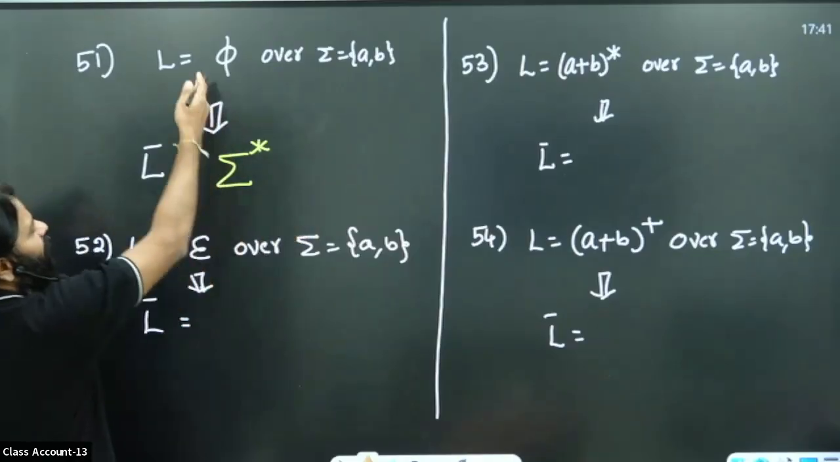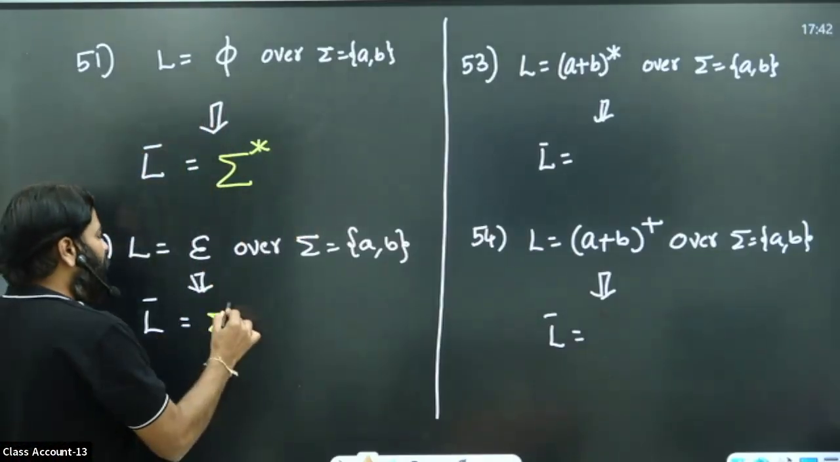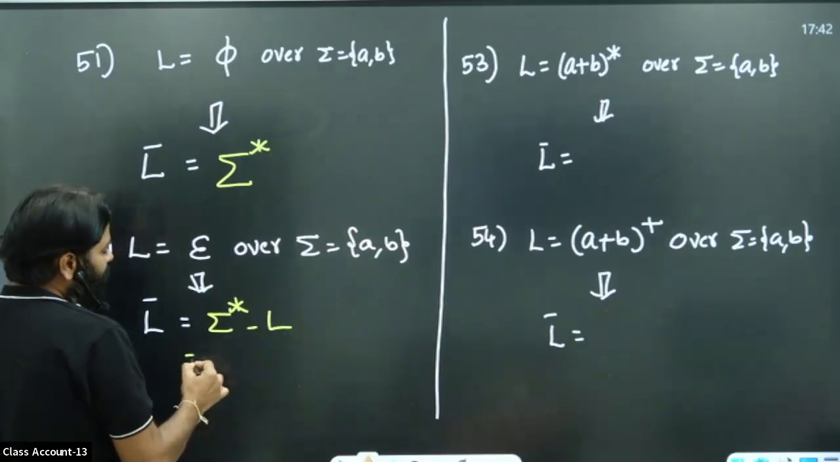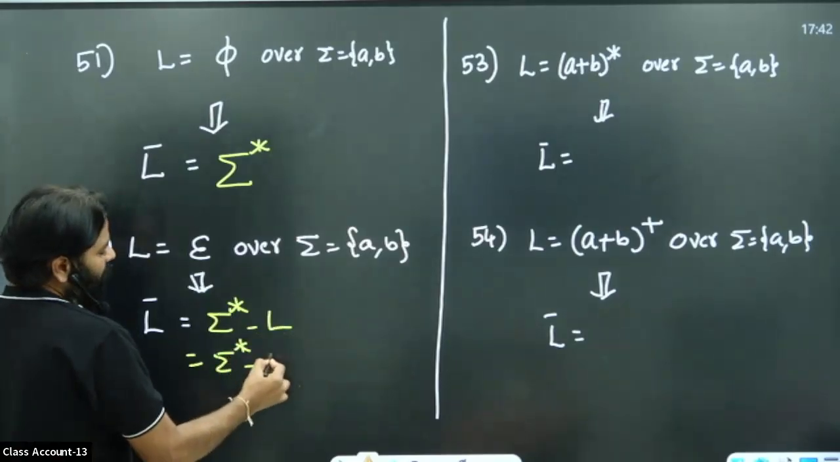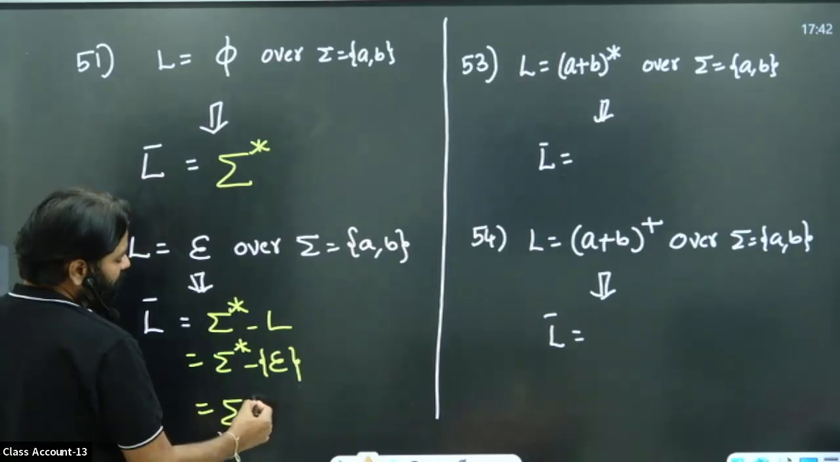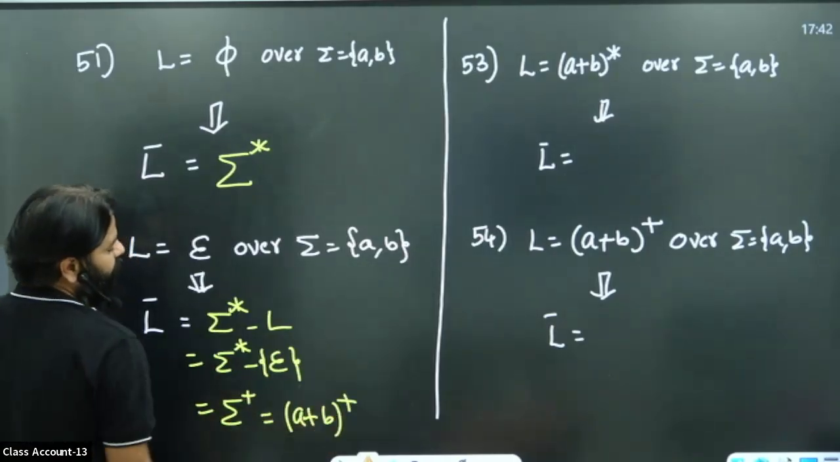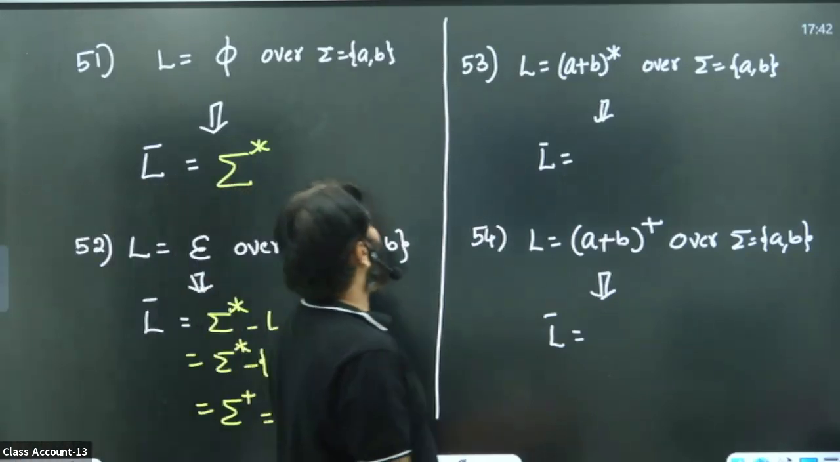Here, sigma star minus L, where L is epsilon. That is sigma star minus epsilon. What will you get, minus epsilon? You will get sigma plus. That is (A plus B) whole plus.